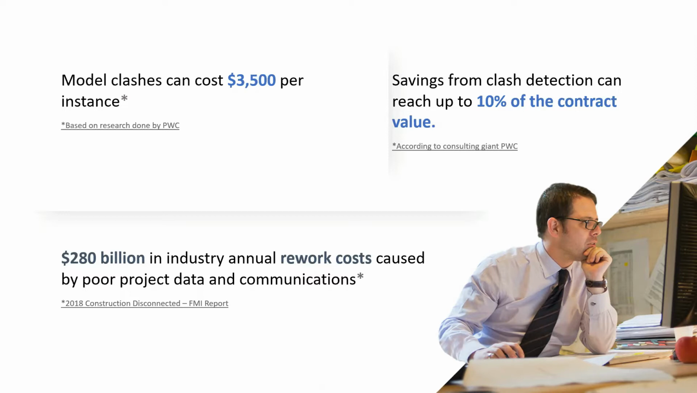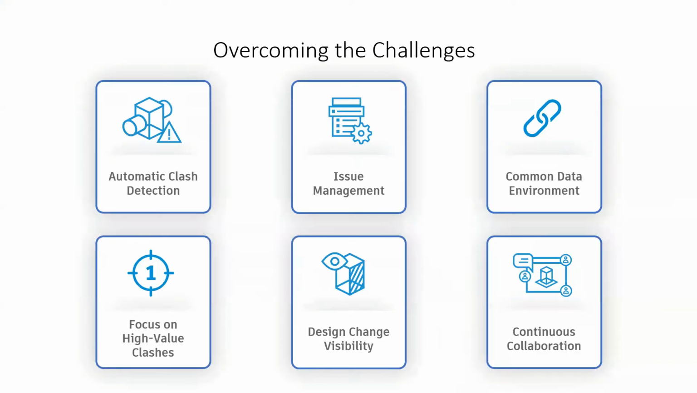Okay, so some of the figures on the screen there give you an idea of not only how much it can cost, but then potentially on the flip side, how much doing it well, like clash detection, can save projects. Okay, so with that being said, how does BIM Collaborate, or a tool like BIM Collaborate within the construction cloud, overcome these challenges? One of the main things, like I said, clash detection.